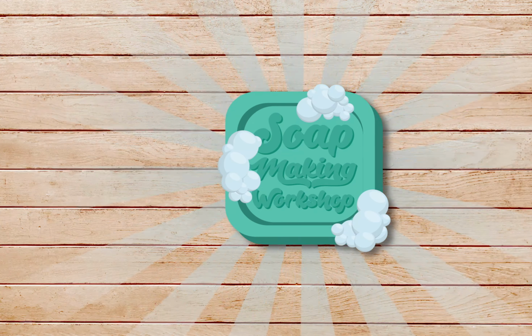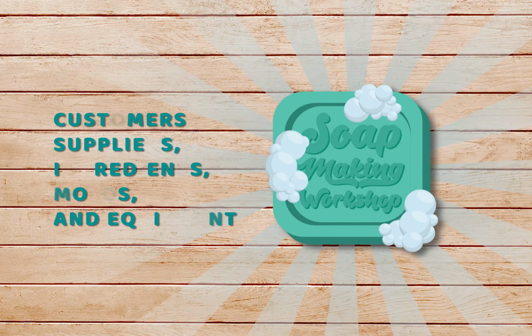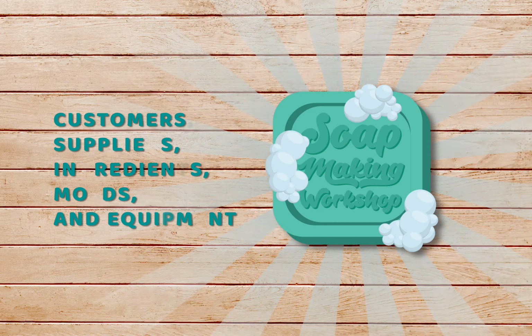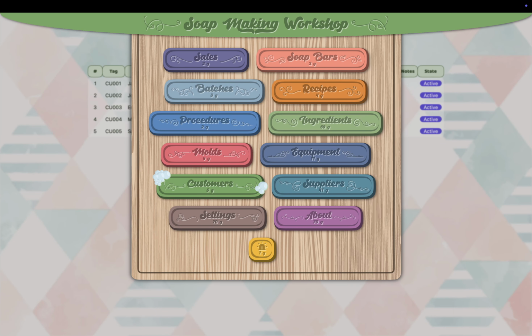In this video, we'll learn how to add suppliers, customers, ingredients, molds, and equipment. Stay organized with these simple steps. First, let's set up suppliers and customers. Both sections work the same way. You can store contact details and track business relationships quickly and easily.